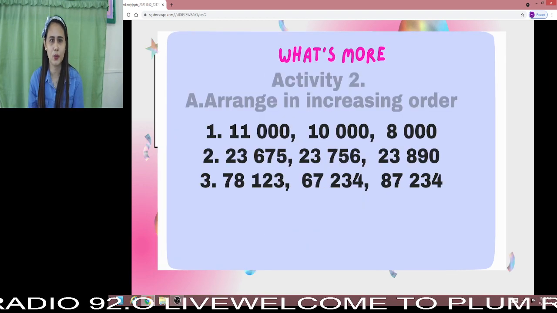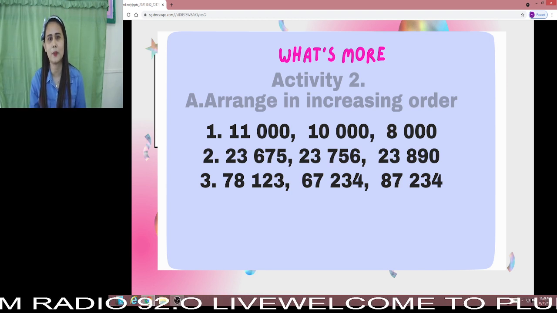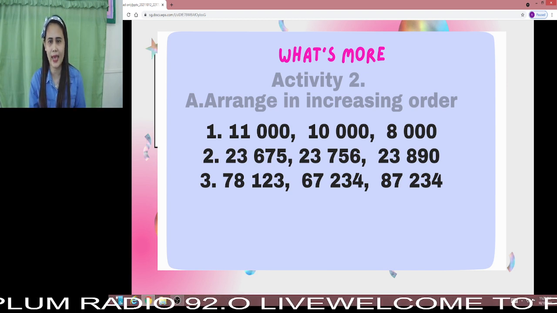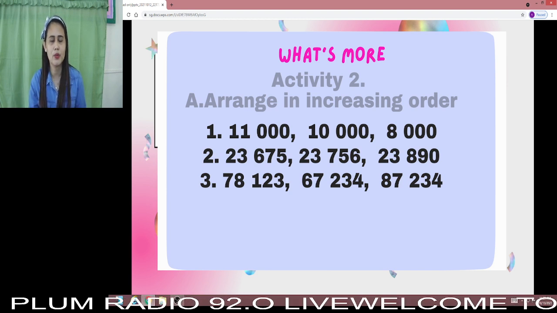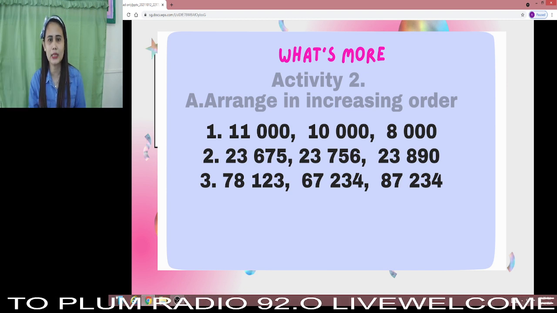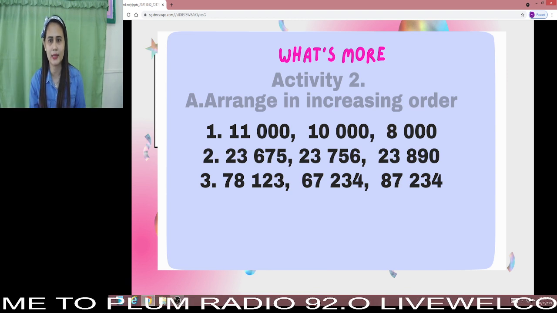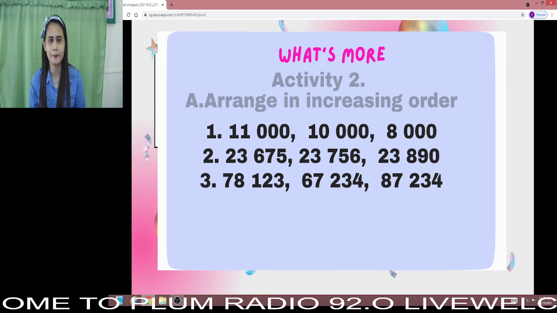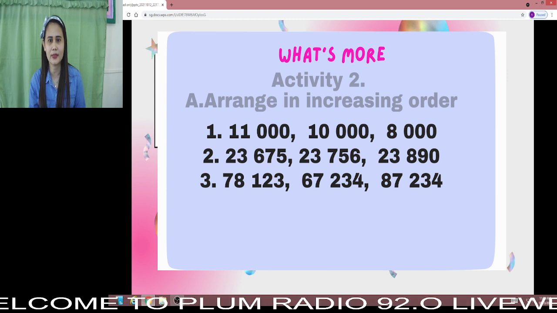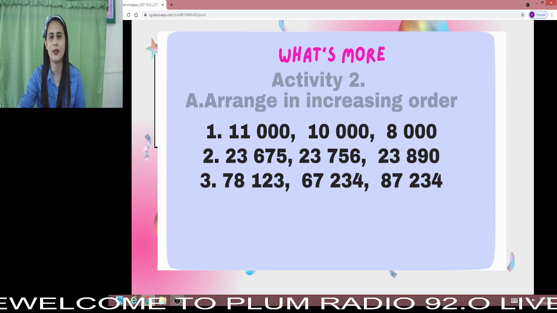For activity number 2, arrange in increasing order. Number 1 set of numbers, 11,000, 10,000, and 8,000. Number 2, 23,675, 23,756, and 23,890. And for number 3, 78,123, 67,234, and 87,234.